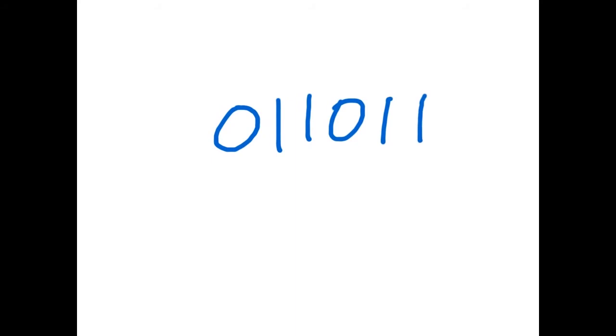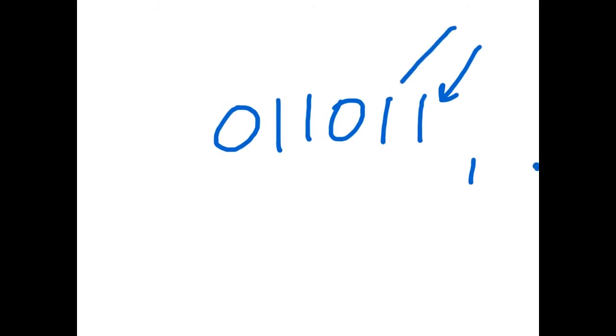So I'm going to write out a more complicated example here. Okay, so what about this? All we do is add together the place values that have a 1 in them. So we have the 1's place, that means we have 1.